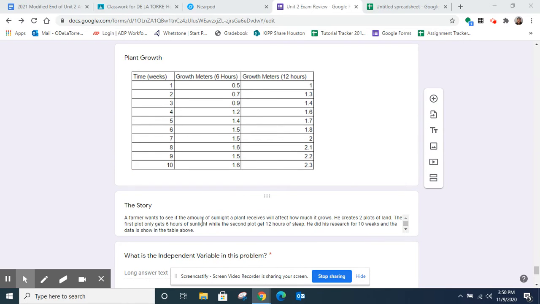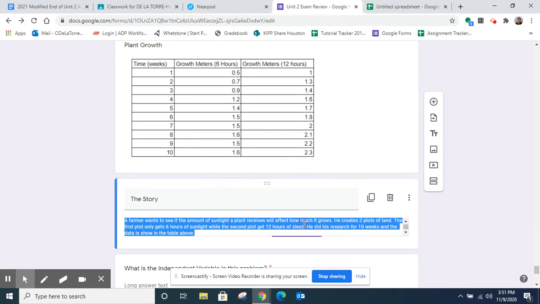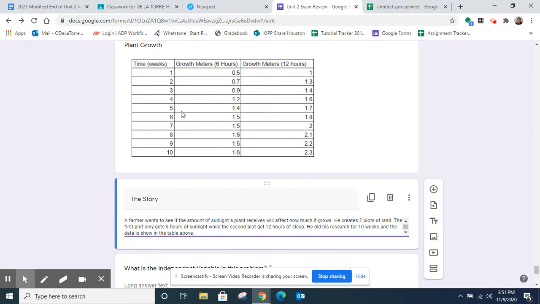A farmer wants to see if the amount of sunlight a plant receives will affect how much it grows. He creates 2 plots of land. The first plot only gets 6 hours of sunlight, while the second plot gets 12 hours of sunlight. I put sleep, but it should say sunlight. As a matter of fact, let's go ahead and correct that right now. Sunlight. He did his research for 10 weeks, and the data is shown in the table above.